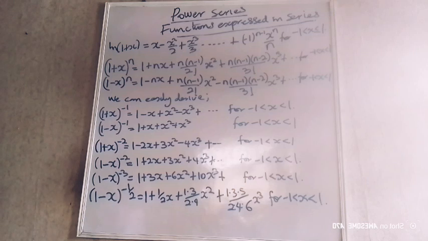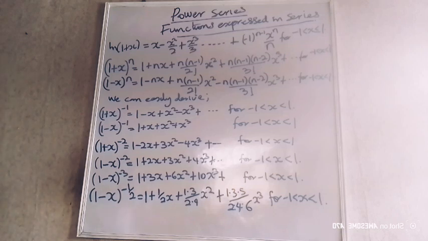This series is valid for minus 1 is less than x and x is less than 1. So from 1 plus x raised to power n and 1 minus x raised to power n, that is like binomial expansion, we can derive 1 plus x raised to power minus 1 and 1 minus x raised to power minus 1 easily. We can also derive 1 plus x raised to power minus 2, 1 minus x raised to power minus 2, 1 minus x raised to power minus 3, and 1 minus x raised to power minus half.